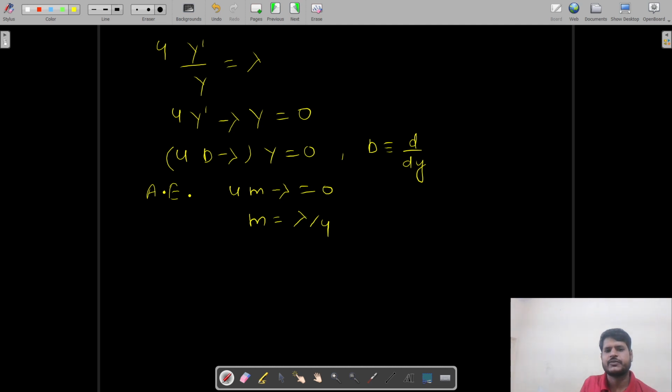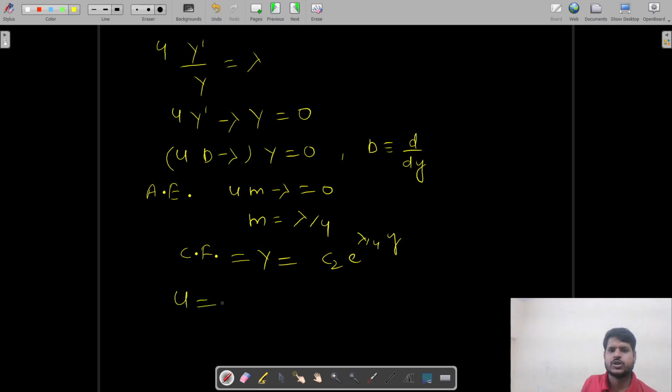So the complementary function, that is the solution, is homogeneous, so the complementary function will be our solution: capital Y is equal to C2 e raised power lambda upon 4y. Now you have to put the values of capital X and capital Y in equation 1.